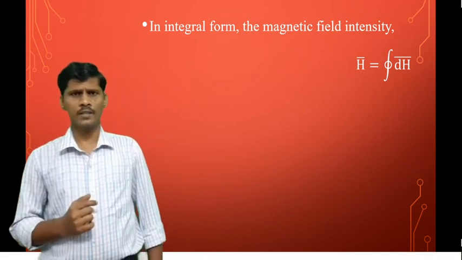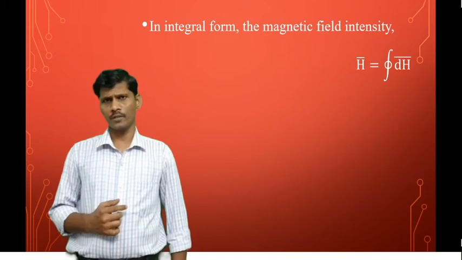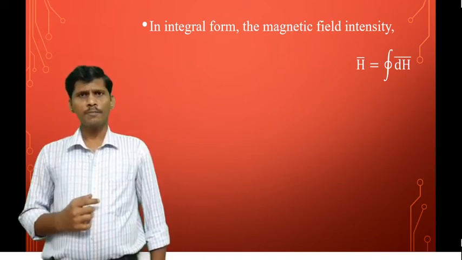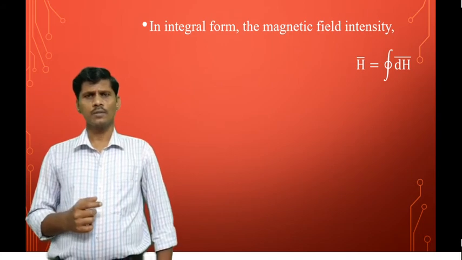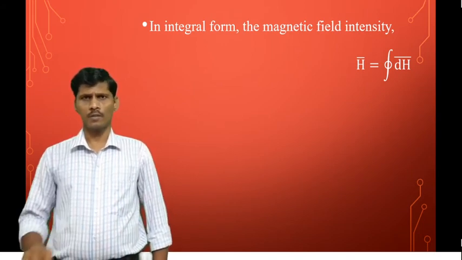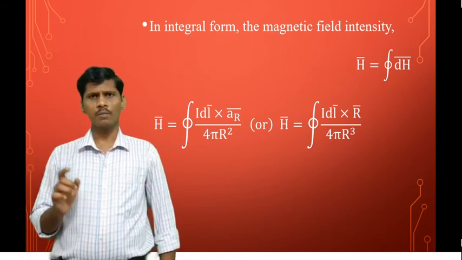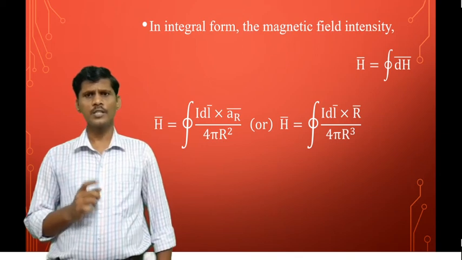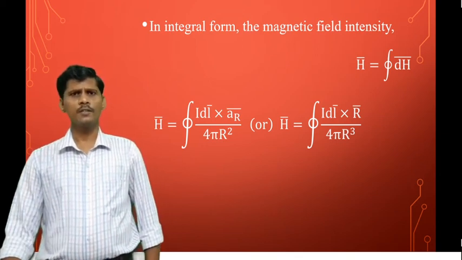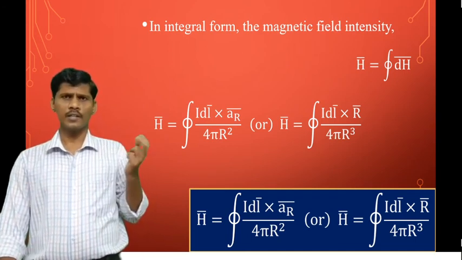Now calculate the total magnetic field by integrating the above equation. Therefore, the magnetic field intensity at point P is H bar equal to the closed integral of dH bar. What is dH bar? I dl bar cross aR bar by 4 pi r square. That is the equation of the magnetic field intensity at point P due to the differential current element.